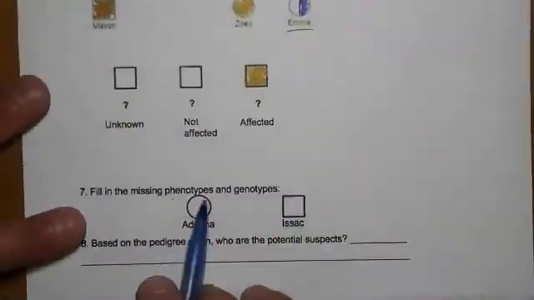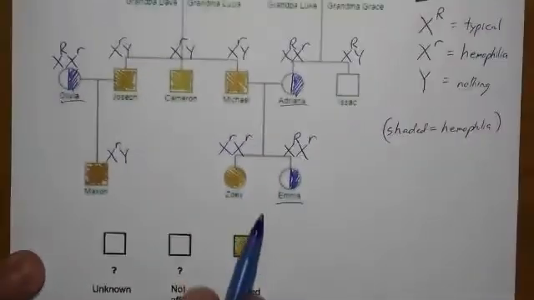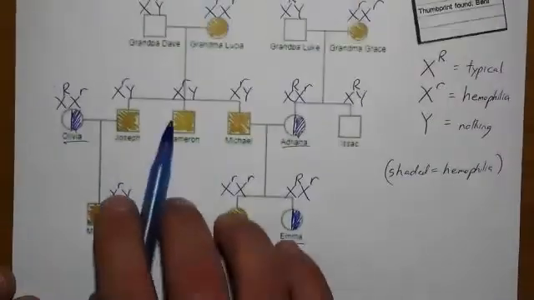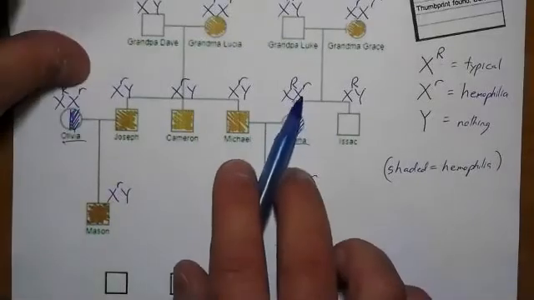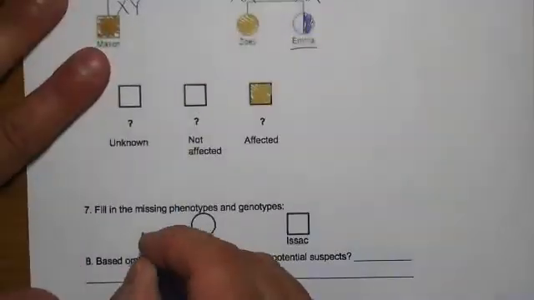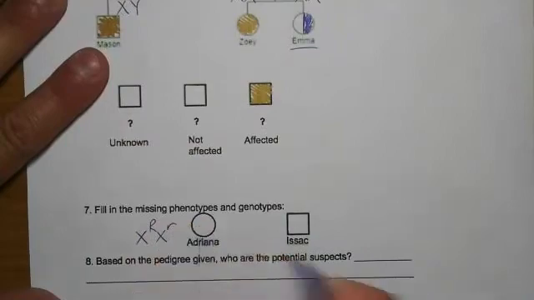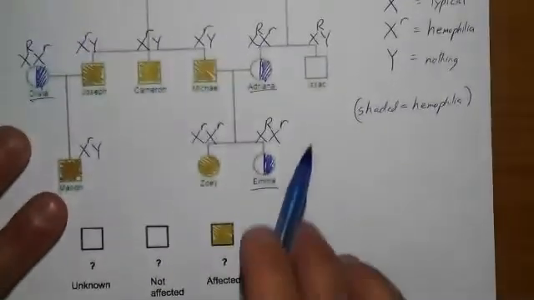All right, so the couple questions you have, I'll help you with those. It says fill in the missing genotypes for Adrianna. We did that one already. Adrianna, right there. She's X capital, X lowercase. Isaac. Isaac was right here. Isaac is X to the capital and a Y.